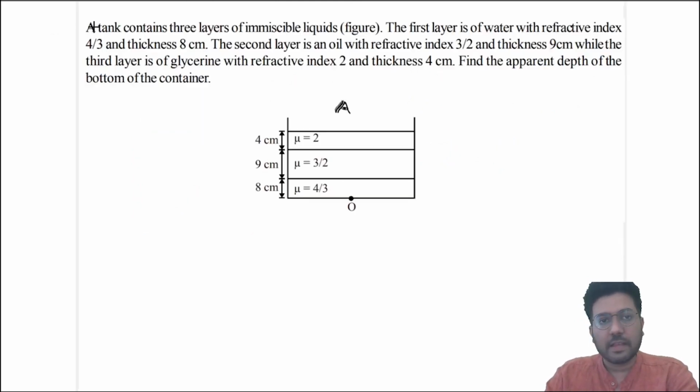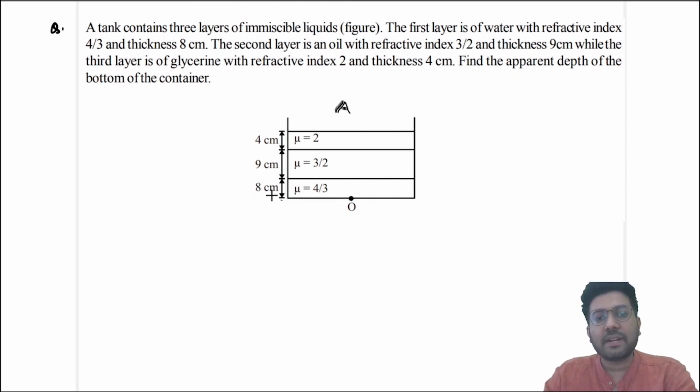Now in this question they are asking you about a tank. There is a tank which contains 3 layers of immiscible liquid. The first layer is of water, refractive index is given, thickness is also given. The second layer is of an oil whose refractive index is given, thickness is also given. Third layer is of glycerine, refractive index is given, thickness is also given. Find the apparent depth of the bottom of the container. So that means we need to find the apparent depth, right?